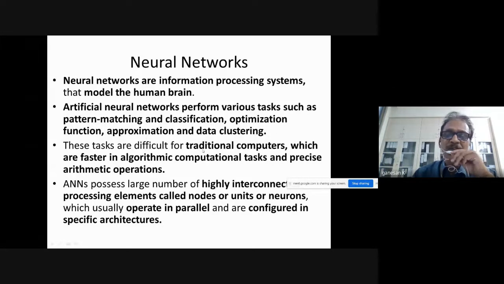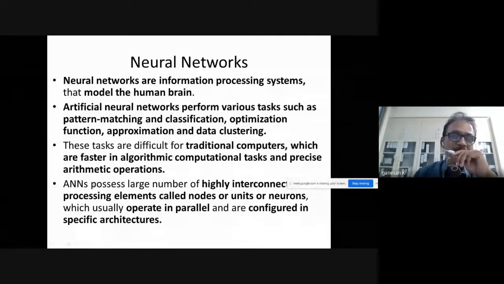So these tasks are difficult for traditional computers, which are faster in algorithmic computational tasks and precise arithmetic operations. As I mentioned, the neurons or neural processing units are different from the CPU computers or laptops which you are using. Because these laptops and desktops are designed for solving complex arithmetical problems in a faster way, with very precise or accurate values. So the importance is to do the repetitive task quickly without making mistakes. That is the logic of your conventional computer.